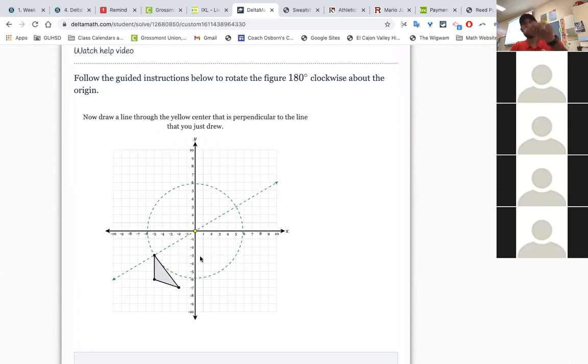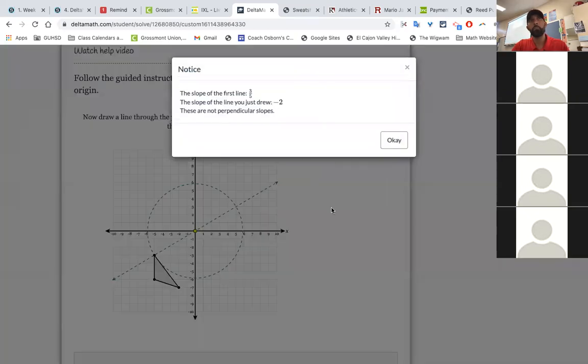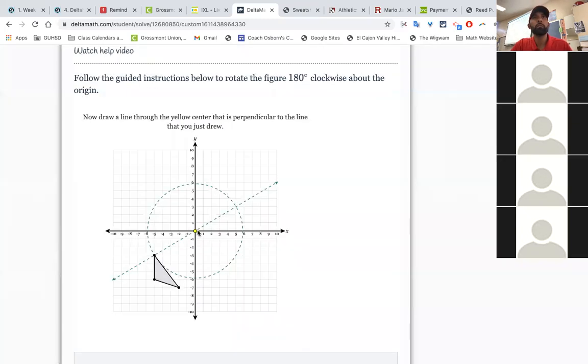Then this is where you draw the line perpendicular to that line. So now I click and drag until I feel like it's perpendicular to the line. About right there. No, right there. That would be perpendicular. Okay. Oh, no, it didn't like that one. So let's try it again.